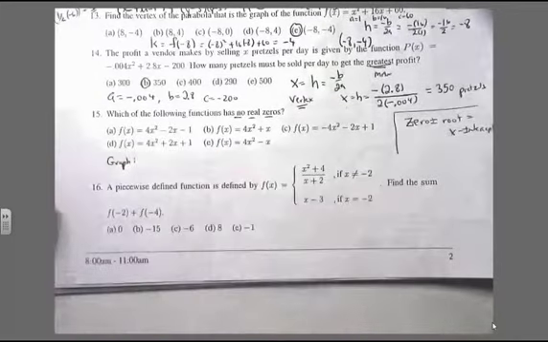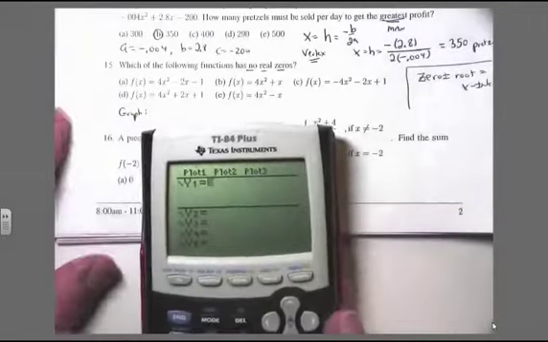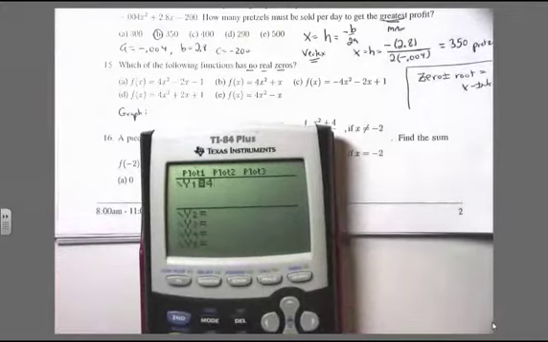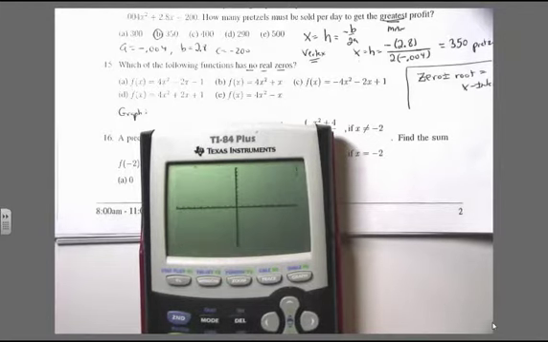So I'm going to clear my calculator and clear out my function here. Go to y equals. Type in the first one: 4x squared minus 2x minus 1. Zoom 6. Does this thing have an x-intercept? How many? 2. It crossed the x-axis twice. That's not my answer.